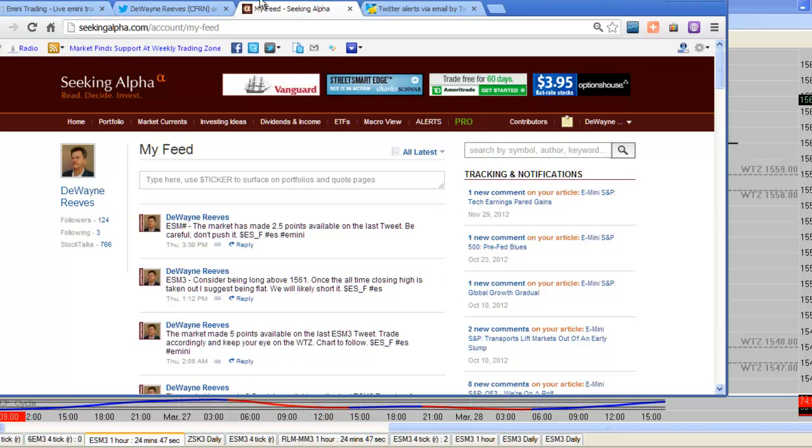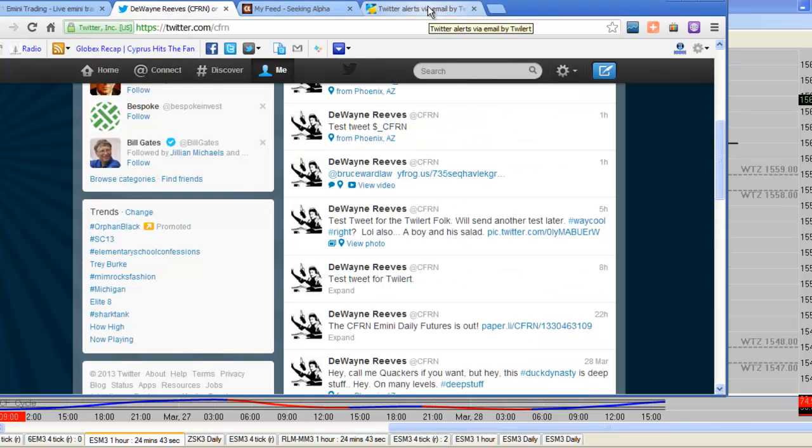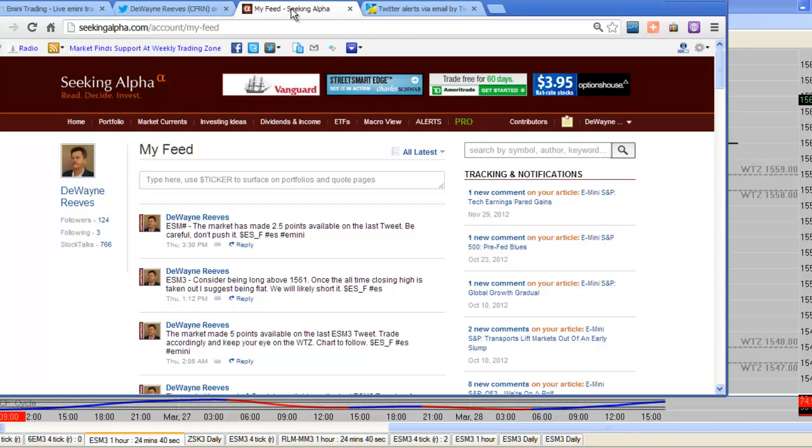Okay. So that's Twitter. That's Twilert. That's our feed on Seeking Alpha. Now I'm going to check my email and see if it's gone out and found that alert yet. It's only been a few minutes. Also, the first time that you get a reply from Twilert, it will probably go to your spam folder. So what you need to do is check your spam folder and find the thing from Twilert. And when you find it, make that address one of your contacts so that the tweets go straight to your inbox.